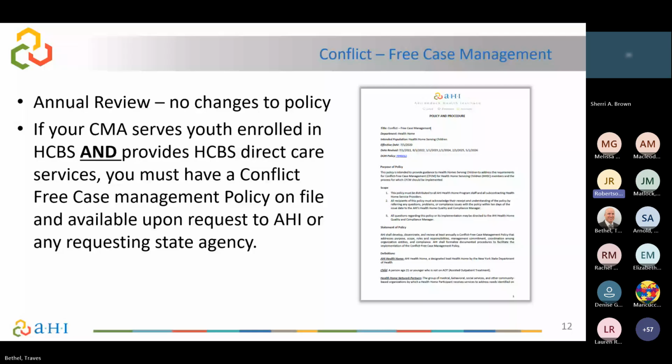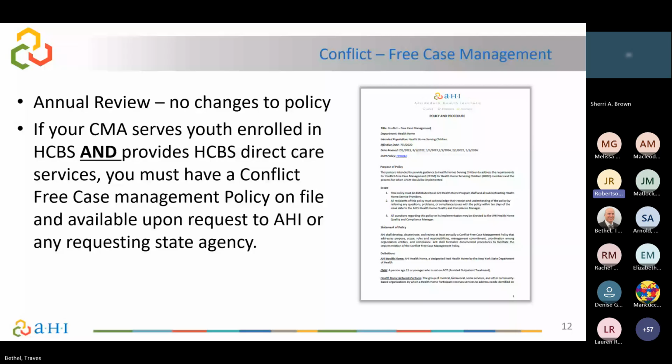All of our providers also must have a conflict-free case management policy on file that is available upon request. We used to have you send these to us annually, and we used to have them. No one has ever asked us for a copy of them. So this year moving forward, we just want to make sure that you have it available on request in case any requesting state agency comes to us and says, hey, can I have so-and-so's conflict-free case management policy? I can go to you and say, hey, can you please provide that policy for me?